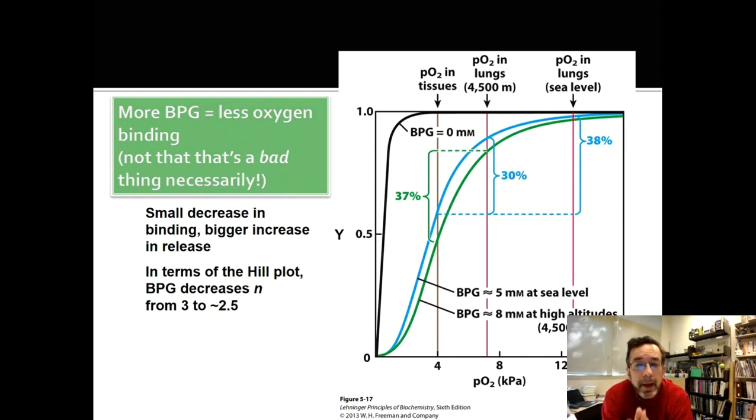And look what your green line does to the oxygen transport. You're still in Denver, so you're still at 7 in the lungs, and you're still at 4 in the tissues. But by lowering the line to the green line with BPG, all of a sudden the difference is back to 37%. The y-axis difference for the x-axis difference has now increased because you have decreased binding overall, but you have decreased binding in the tissues more than you have decreased binding in the lungs.